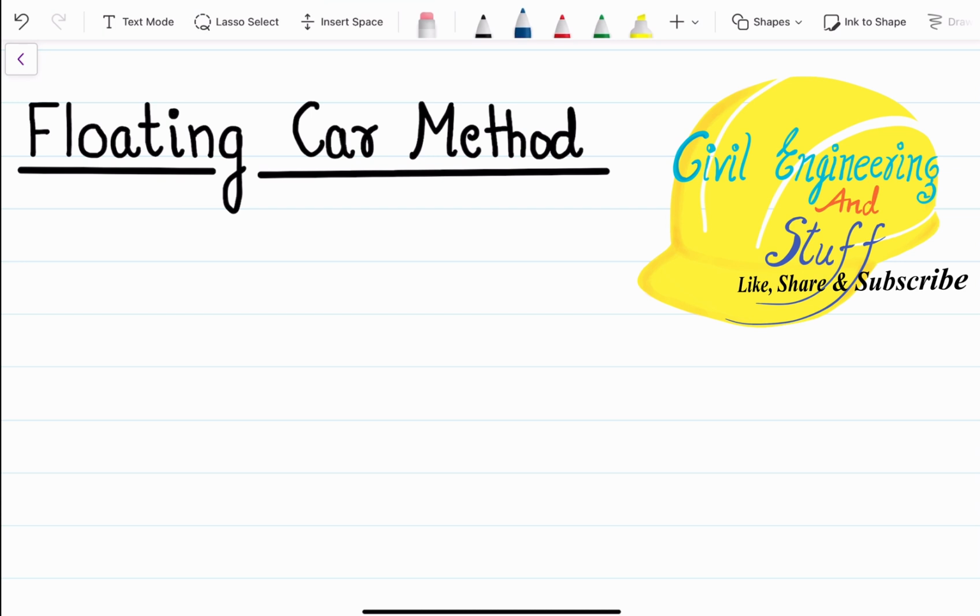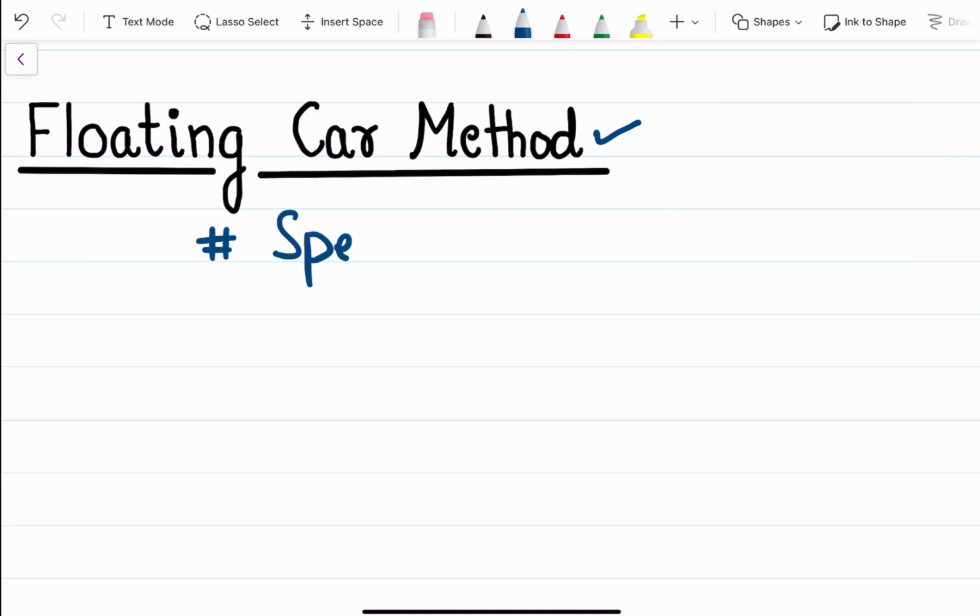And in today's video, we are going to discuss an interesting topic called the floating car method. This method is used to conduct speed and delay study.